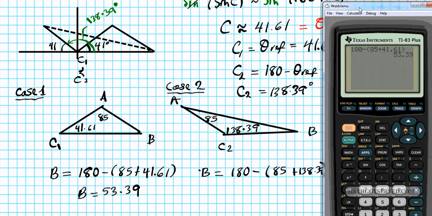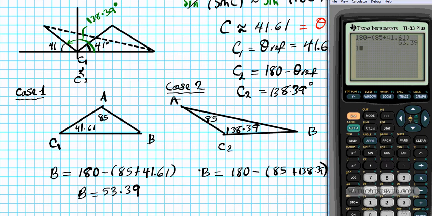So 180 minus 85 plus 138.39. Enter. Uh-oh, we have a negative angular value. Does that make sense? It does not make sense. One thing you want to note is that if I add 85 plus 138.39, I get 223. So what does this mean?